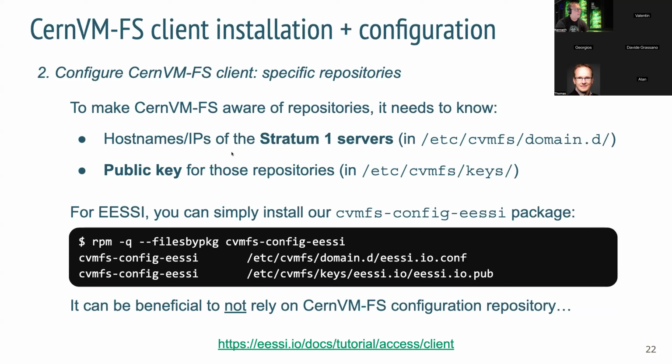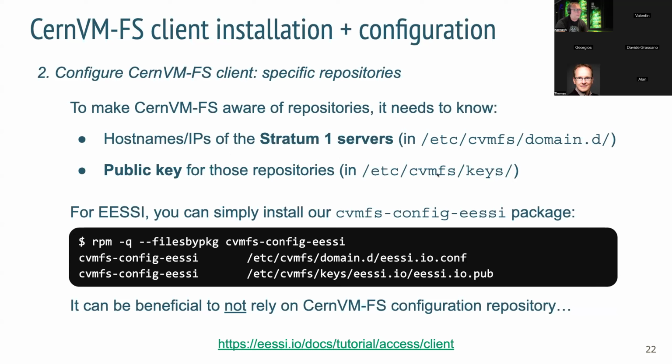You need to do two things, really. You need to tell the CernVM-FS client software about the Stratum 1 servers. So where can it get the data for those repositories? It needs host names or IP addresses. And then it also needs a public key because that's the information it uses to verify that the data that it gets is genuine and hasn't been tampered with along the way.